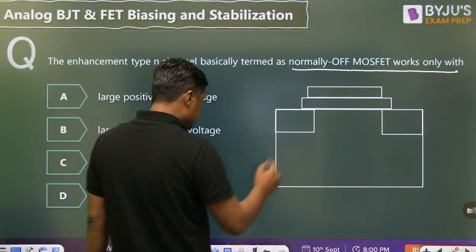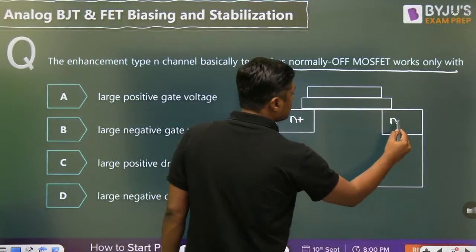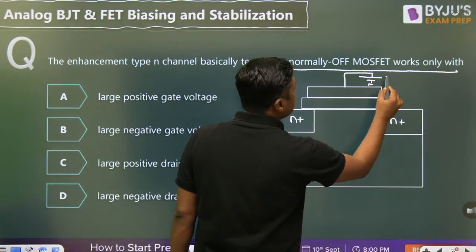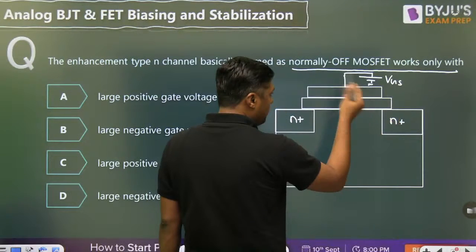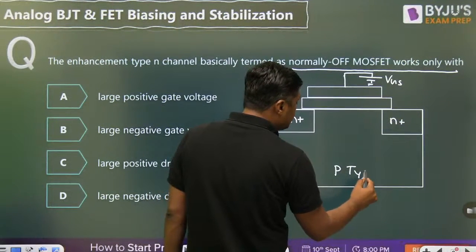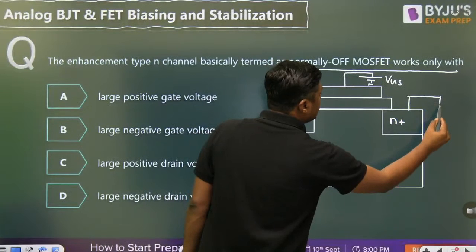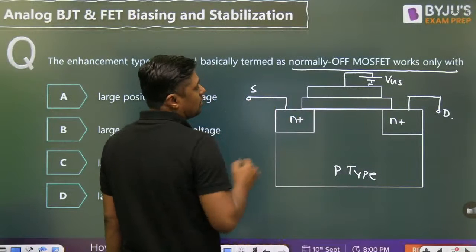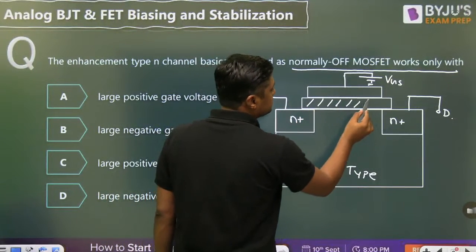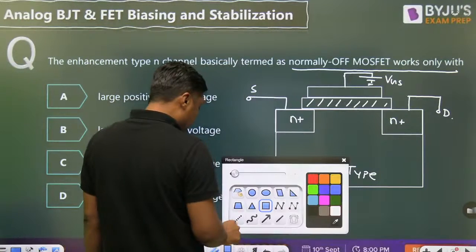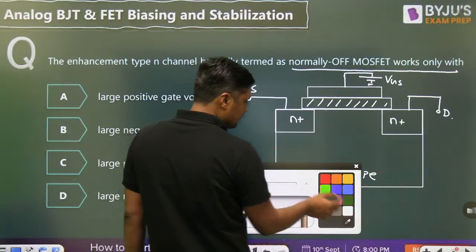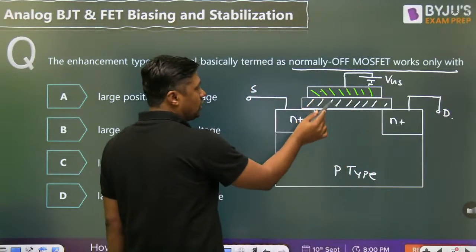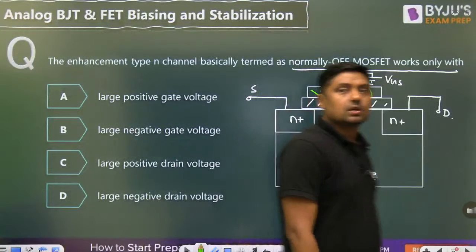This is the MOSFET. Here we are connecting the VGS. It may be positive or it may be negative. It is a P-type substrate. That is the drain terminal and that is the source terminal. Okay, this is the SiO2 layer. And this one is the metal. This is the metal. And this is the semiconductor. Metal oxide semiconductor field effect transistor, MOSFET.